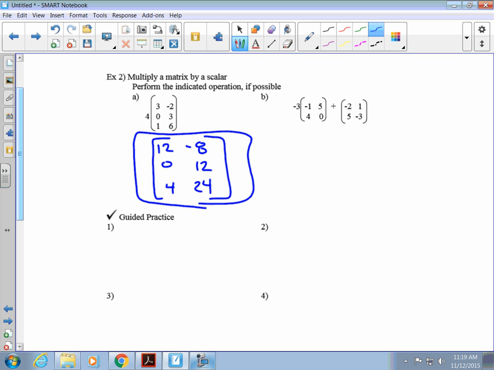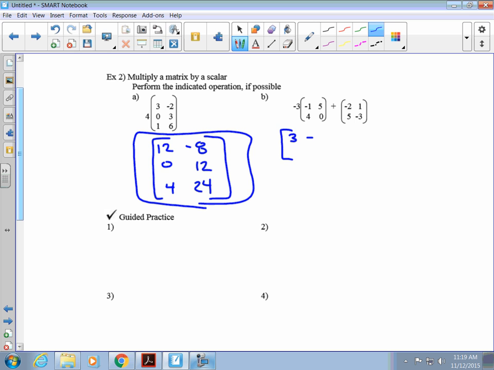And again, this one is also going to be a 3x2 matrix. Now the same thing is going to happen in B. We have a 2x2 matrix multiplied by a scalar, -3. And then the second one is also a 2x2 matrix. So we can add those together after we do the multiplication. But the first thing we need to do is the multiplication.